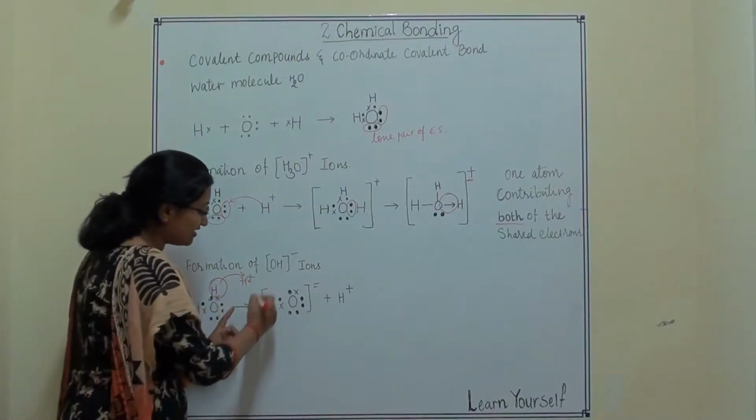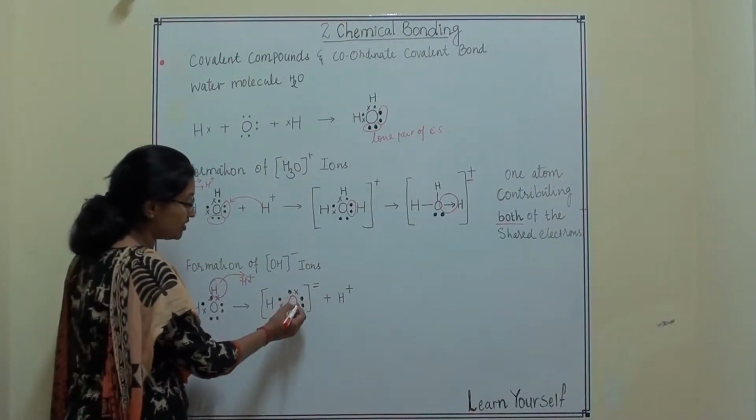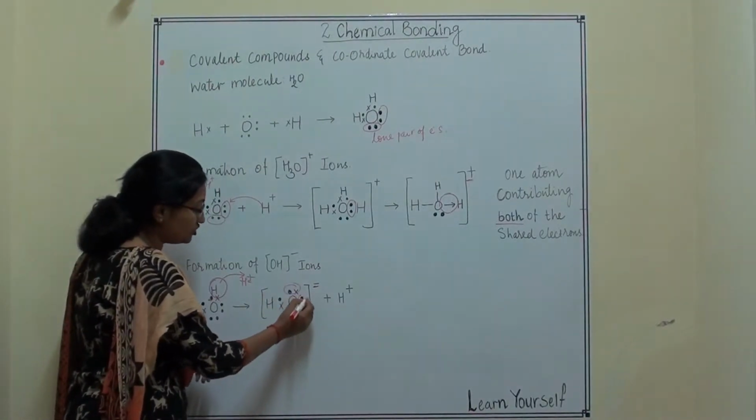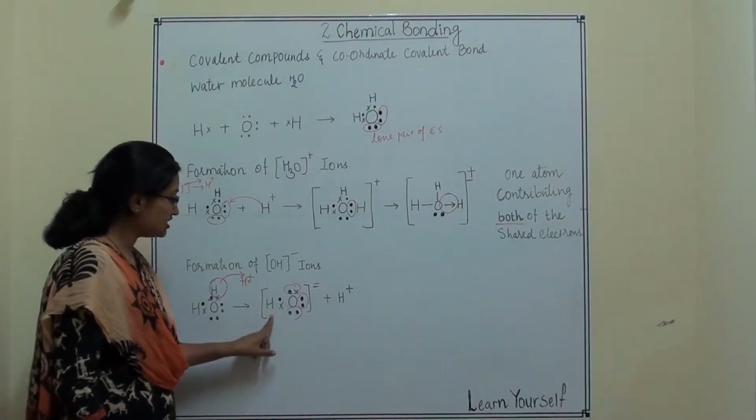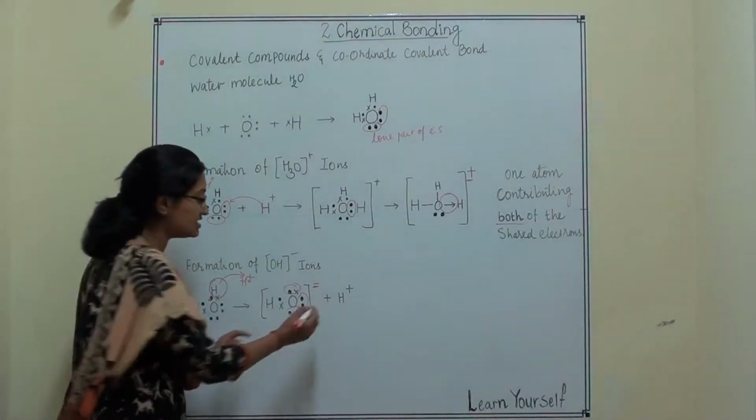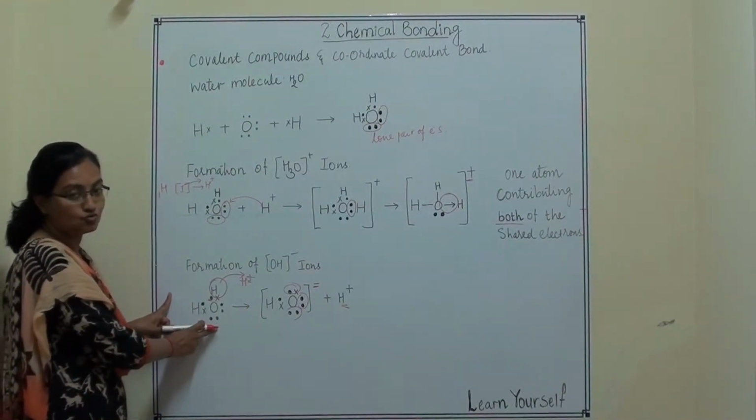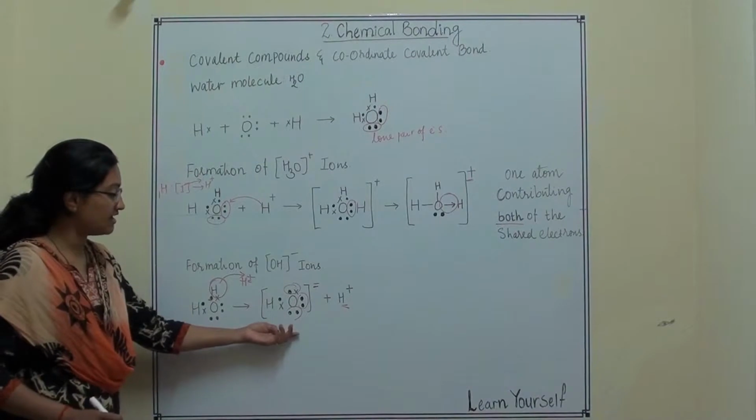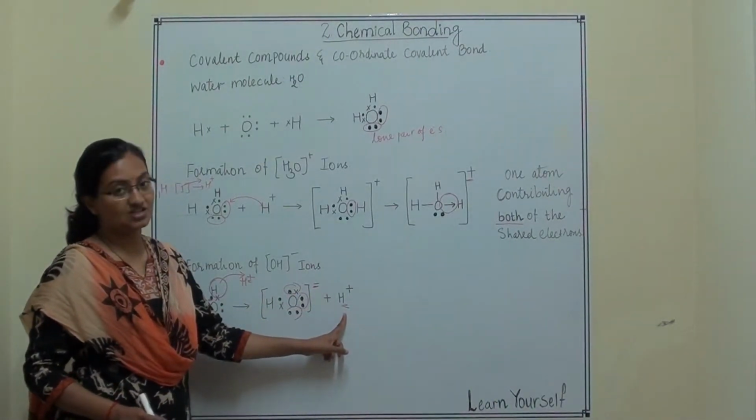So for the entire hydroxyl ion we have to put a minus charge, because if you can see, there are three unused pairs of electrons there. So this is the OH minus ion. This is H plus, which has separated from the H2O molecule. So this is our hydroxyl ion. We put a minus charge here, and this is H plus.